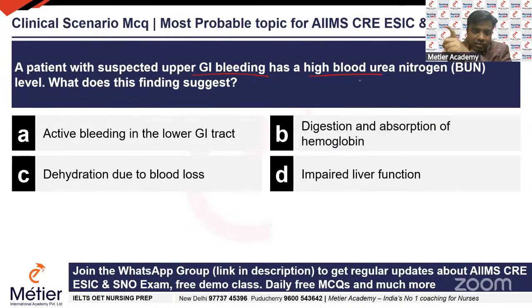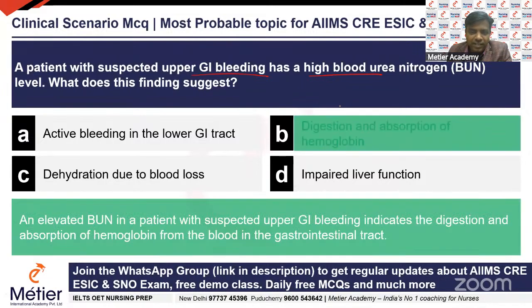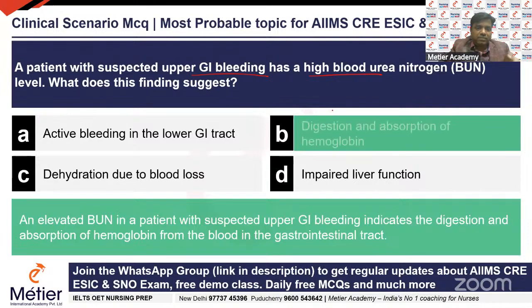You see, I gave the question from the content we studied, so you get confident. I hope everyone can answer. Yes, good. When you studied the content, now you are answering. Good. Upper GI bleed is very important, and high BUN always suggests which finding.